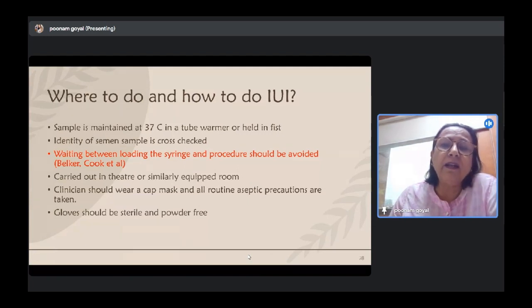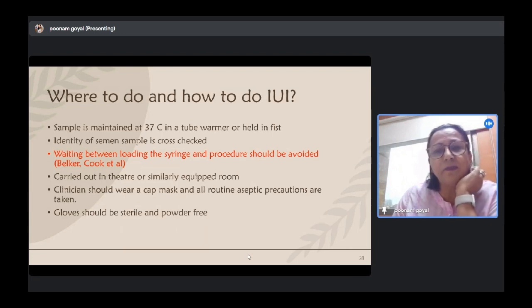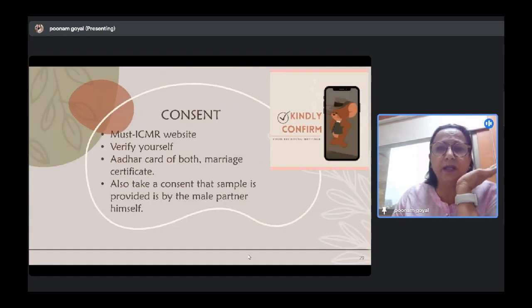Sample is maintained at 37 degrees centigrade in a tube warmer or held in fist, and identity of the sperm sample is cross-checked. Waiting between loading and the syringe procedure should be avoided. It should be carried out in a theater or similarly equipped room. The clinician should wear a cap and mask, meaning all aseptic precautions should be taken, and powder-free gloves should be used.